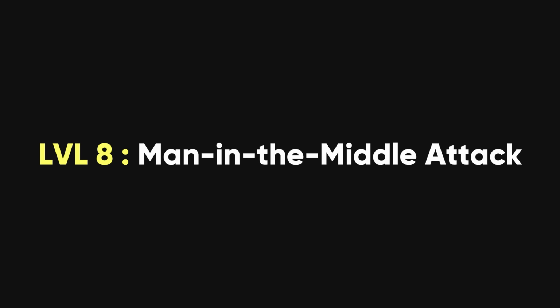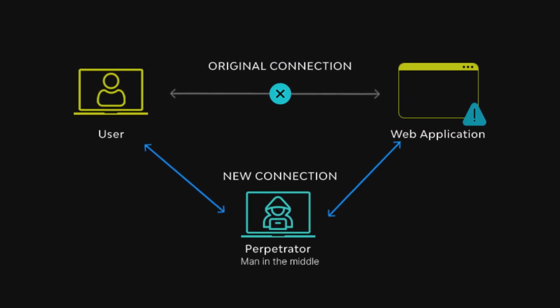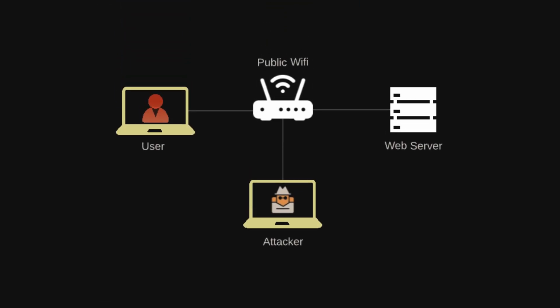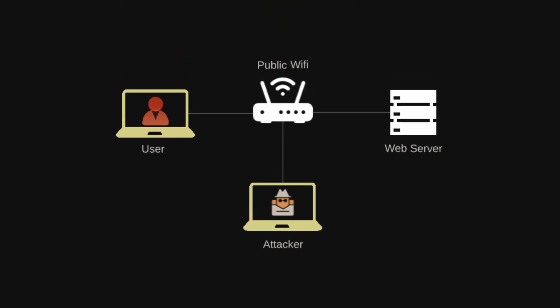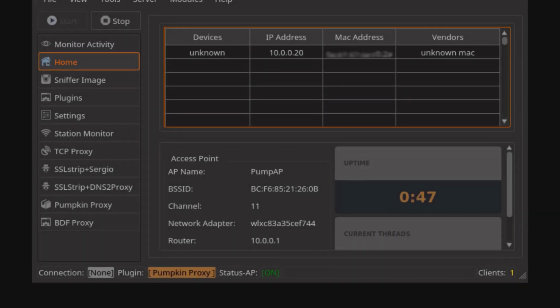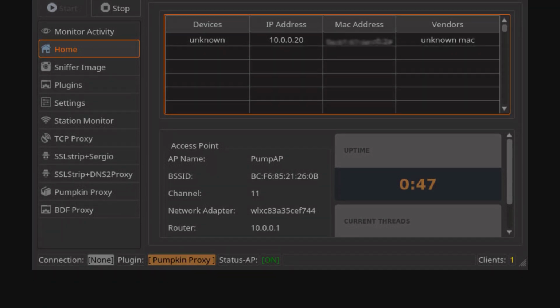Level 8. Man-in-the-middle attack. A man-in-the-middle attack occurs when a hacker intercepts communication between two parties. For example, on an unsecured public Wi-Fi network, a hacker can intercept data being transmitted between a user and a website. This intercepted data can include login credentials, which the hacker can then use to access the victim's accounts.